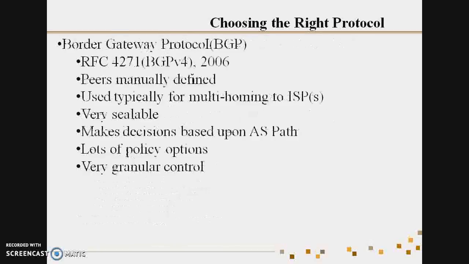Coming to BGP, the Border Gateway Protocol, which is in RFC 4271. Here we use a concept called multi-homing to the ISP, the Internet Service Provider. It's very scalable, it makes decisions based on the autonomous system path, and we have lots of policy options, etc.